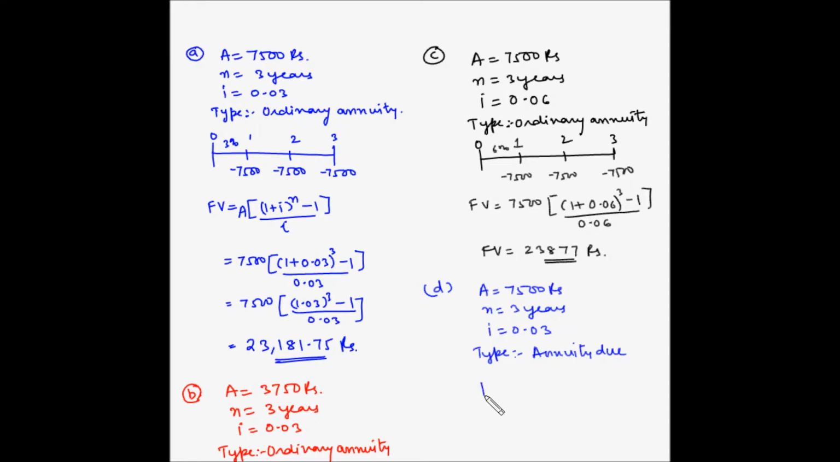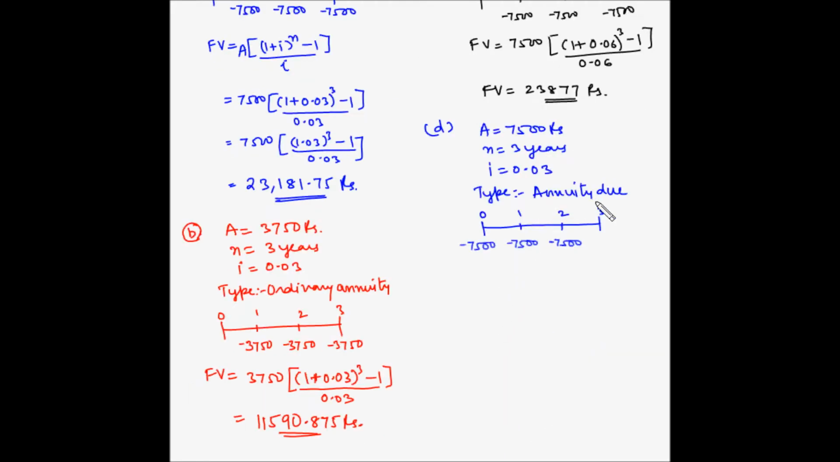because in this case, at the beginning of the first year we are shelling out 7,500 rupees. At the beginning of the second year, again outflow is 7,500 rupees. At the beginning of third year also the outflow is 7,500 rupees. So this is the only difference between part A and part D. In part A we were depositing at the end of each of the periods, whereas in part D we are depositing at the beginning of each of the periods.